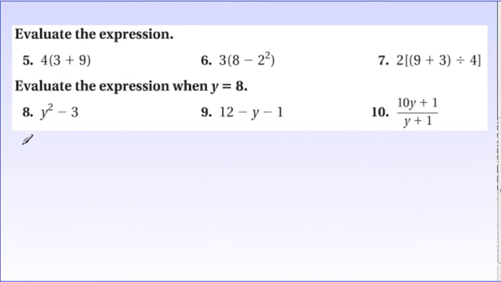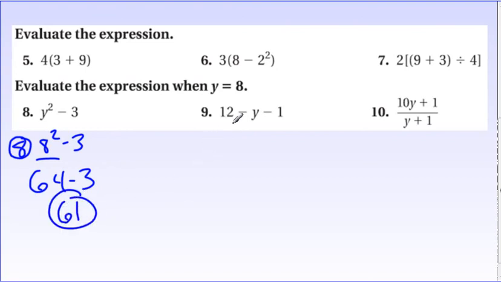Numbers 8 through 10. Number 8. We get to substitute. So y is equal to 8. So I start by substituting to get rid of my letter. Now we math it up. So 8 squared, exponent first, is 64. And 64 minus 3 is 61. Yeah, I can math in my head.